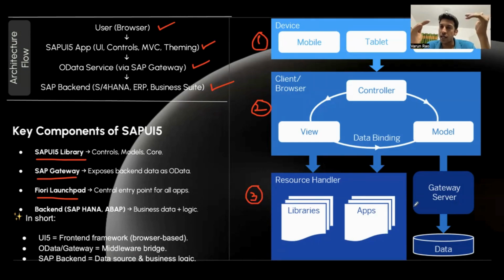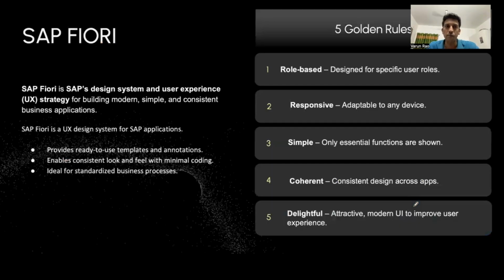Also the front end would try to communicate with the gateway server, with the REST APIs and protocols, and this would in turn fetch or access the data which is stored in your backend. So this is the flow of how SAP UI5 and the different layers communicate with each other.